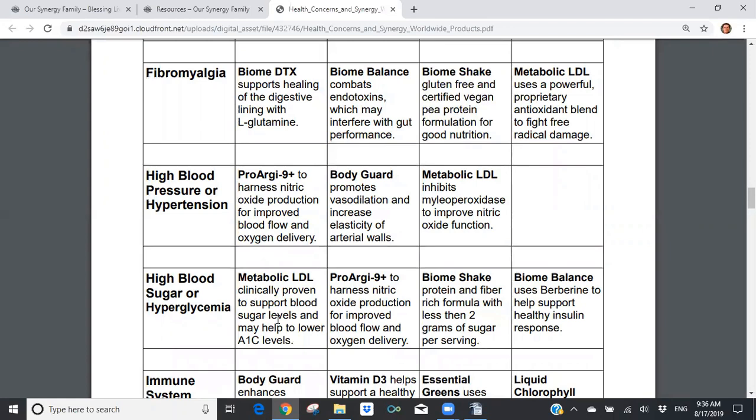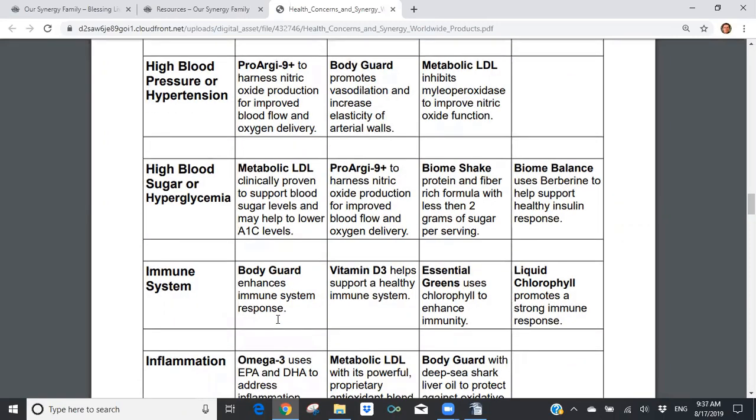If I've got a person with high blood sugar, basically a diabetic, hyperglycemia: metabolic LDL, ProArginine Plus, the Biome Shake, Biome Balance, basically the same information that I shared with you with regards to a person who's diabetic. The immune system, again, going back to our antioxidant discussion: Bodyguard, vitamin D3, essential greens, liquid chlorophyll, all great products that would help a person boost their immune system.